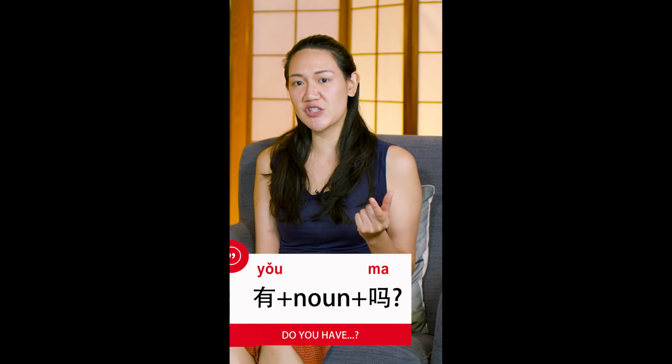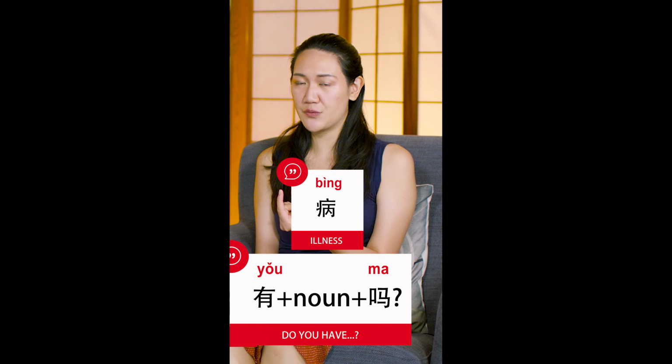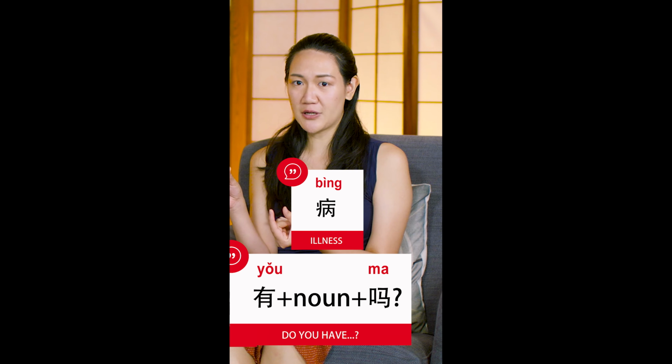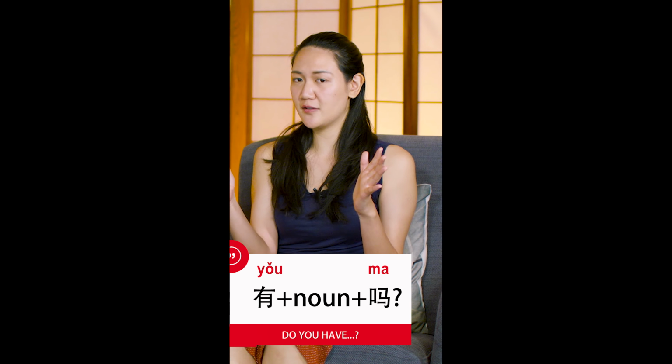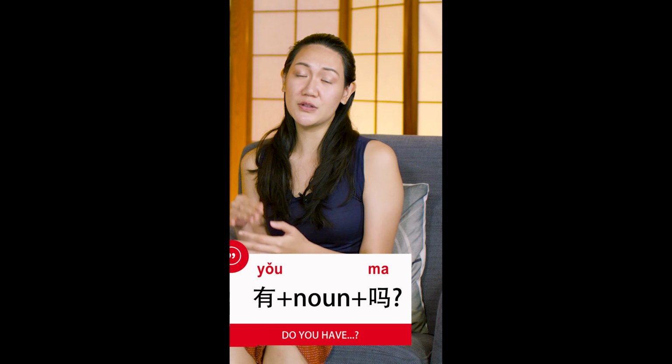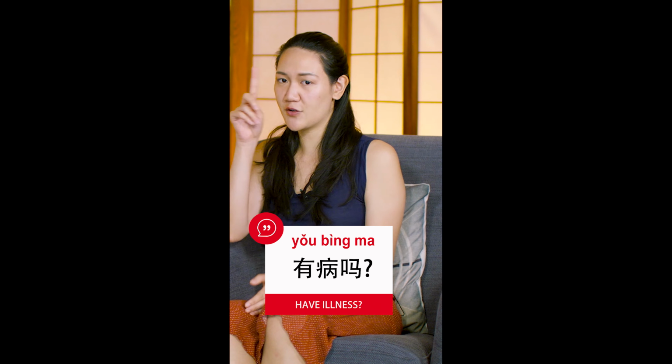So we have the sentence structure with 有. 有 means to have. 病 is the noun, illness. Ma is the particle that marks a question at the end. So basically, whenever you ask a question and you want to conclude the question, you add ma. 有病吗? Have illness? Question mark.